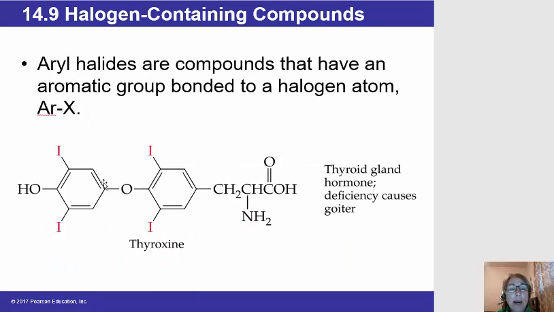And let's just take a look at an example of a halogenated aromatic. And we've seen that before when we looked at naming of substituents on benzene. But this is a fun example. It is thyroxine, which is a thyroid gland hormone. And you may have heard that you need iodine for your thyroid gland, and this is one of the reasons why this molecule, this hormone, requires 4 iodine atoms per molecule.